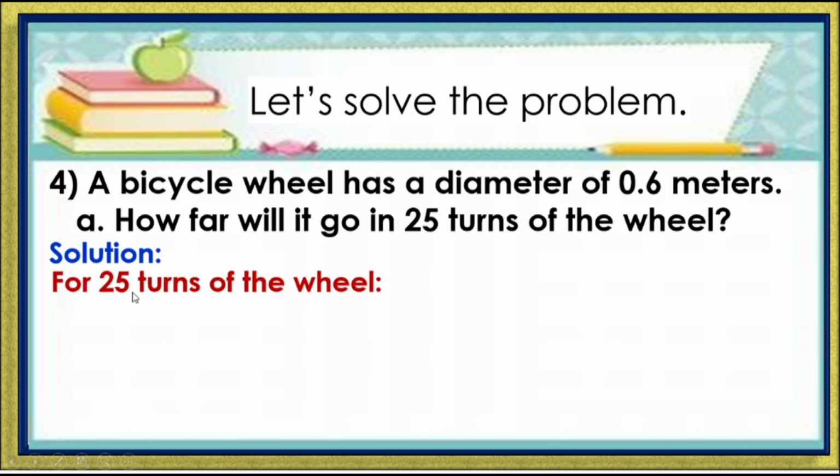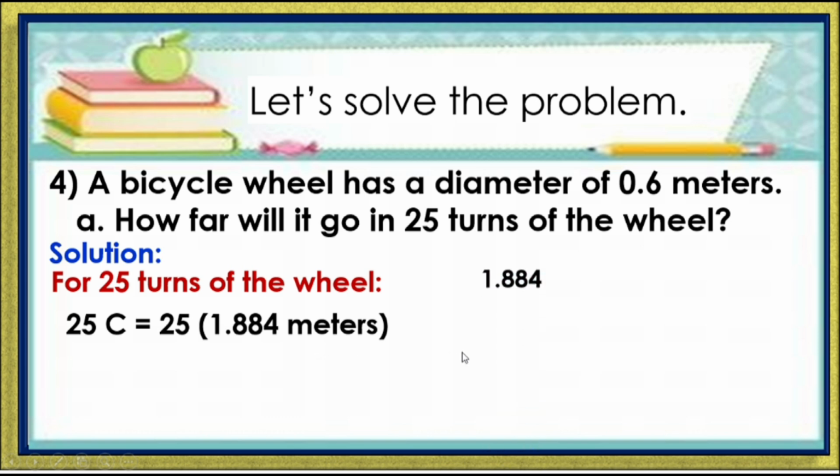So, solution for 25 turns of the wheel. So, 25 multiplied by C. So, 25 multiplied by 1.884 meters. So, multiply it. So, 5 times 4, the answer is 20. Regroup 2. 5 times 8, the answer is 40. Plus 2 is 42. Regroup 4. 5 times 8 is 40. Plus 4 is 44. Regroup 4. And 5 times 1, the answer is 5.